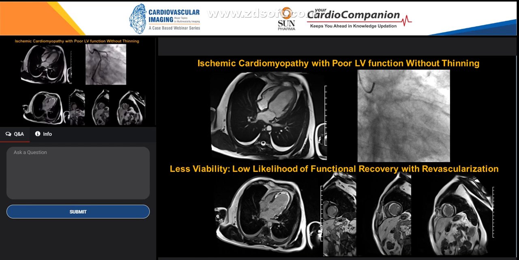But look at the late gadolinium enhancement on the bottom. There is a dense infarct all in the apex. And no matter what we do, this guy is not going to improve. And so low likelihood of functional recovery.